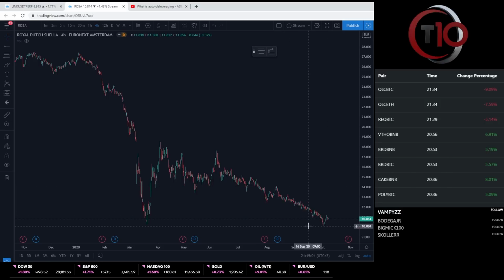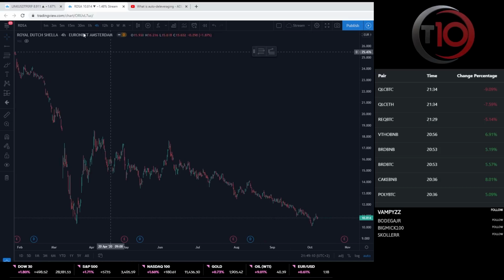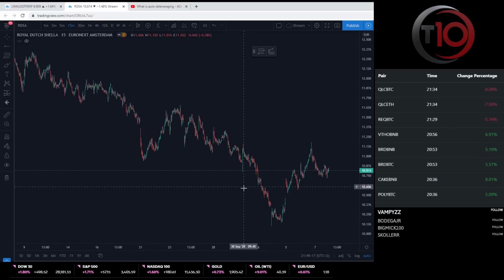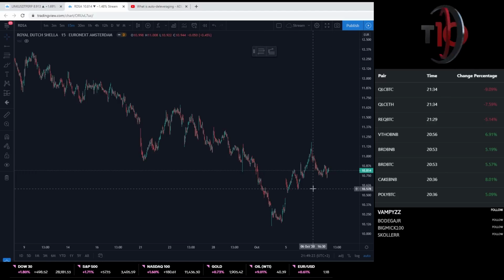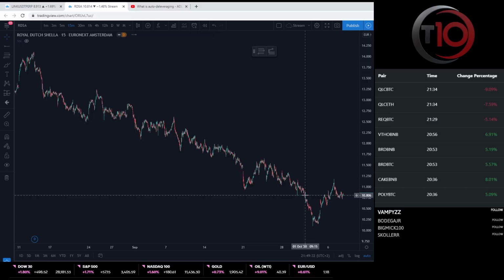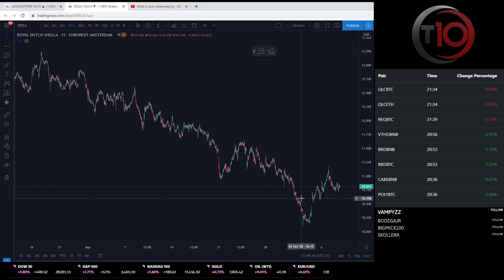You got the long from 10.55. Okay, so we took something very local. Yeah, makes sense. What was your stop loss on this one? Do you remember? Because there's some 1048.